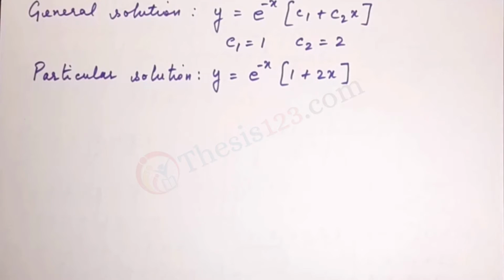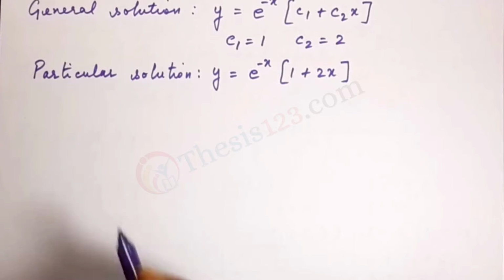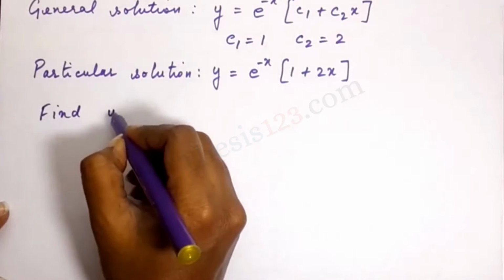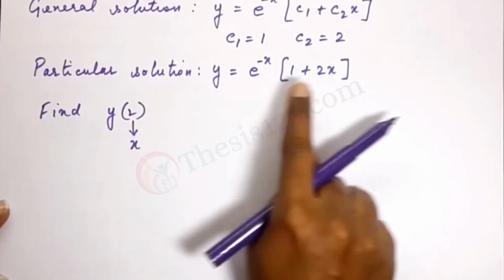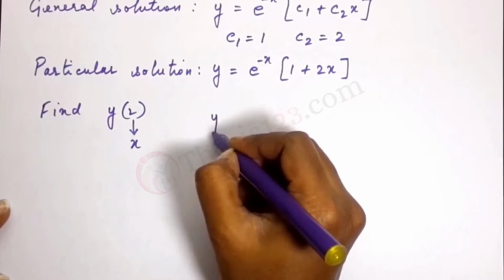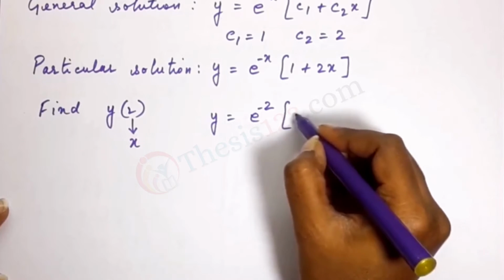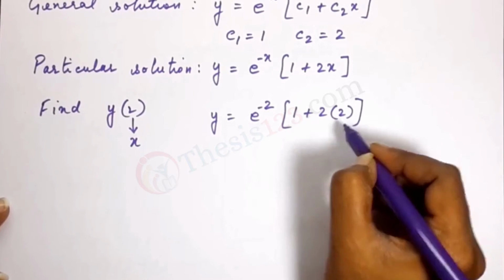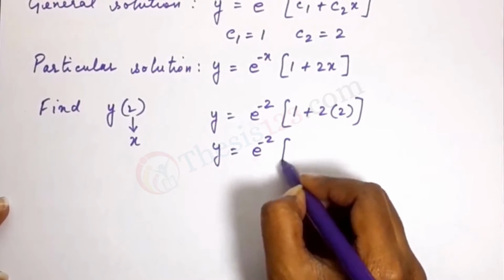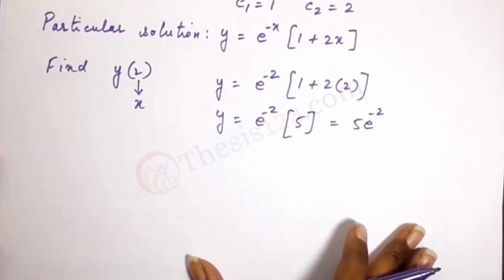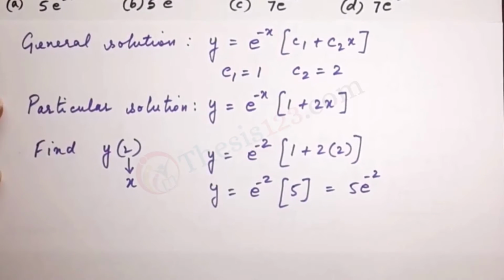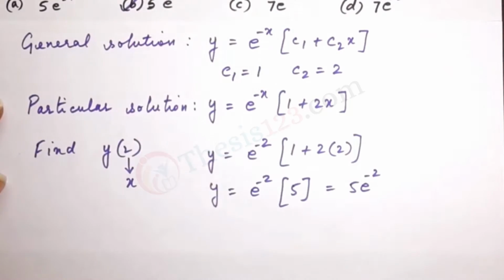Now the question says that we are supposed to find y of 2. So the value of x there is 2. So here this is the value of x. Now let's substitute this x over here and see what we get. We get y is equal to e power minus 2 into 1 plus 2 times 2. So that's y equals 5 e power minus 2. And 5 e power minus 2 is option B. That's your final answer.